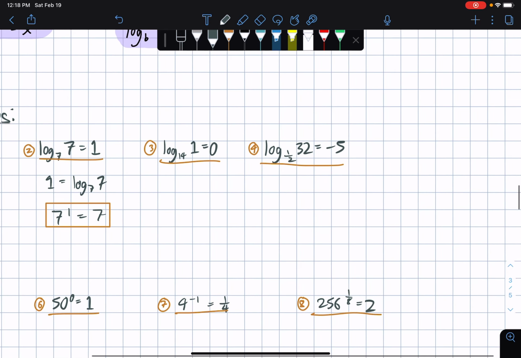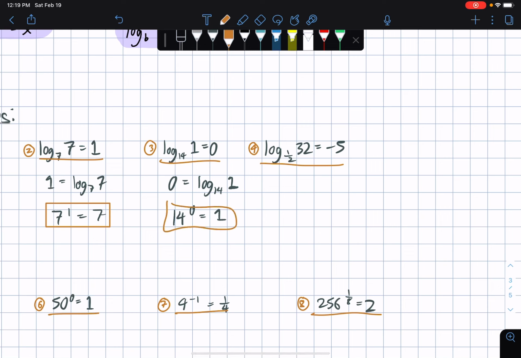For number 3, log base 14 of 1 is equivalent to 0. 0 is equivalent to log base 14 of 1. We place the subvalue of the logarithm at the left side as the base, and 0 will be an exponent. So every number, regardless of how big it is, when it's raised to 0, it will always land as a positive 1 answer.